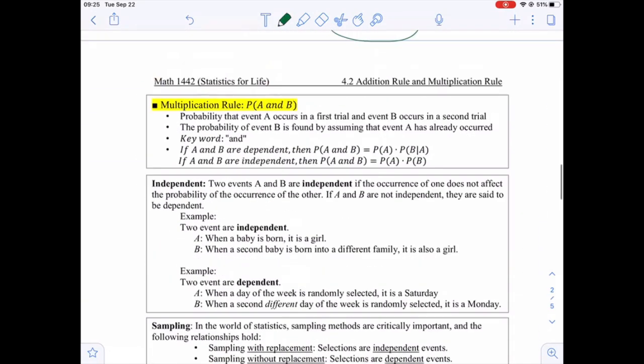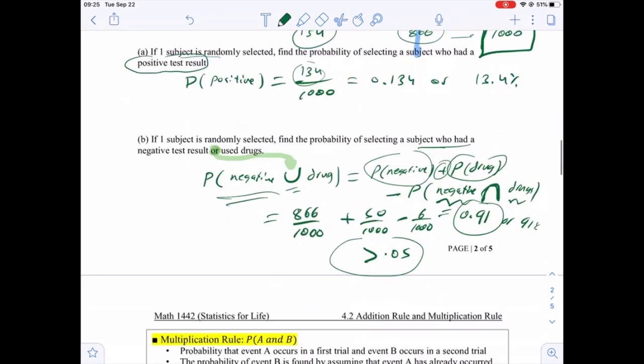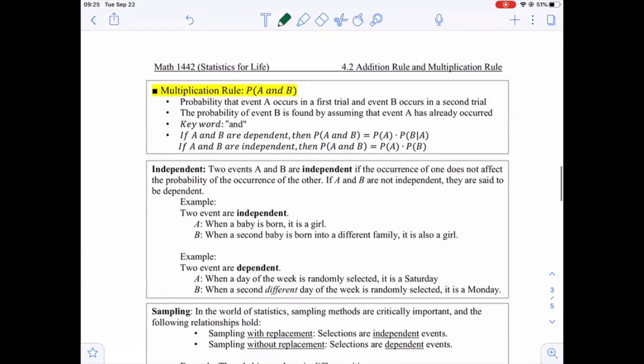Okay. Now that was the sum, the addition rule. This is called the addition rule because we added probabilities. And here we have the multiplication rule. For the multiplication rule, we need to worry about the concept of dependence and independence. And we say that two events are independent if the occurrence of one does not affect the occurrence of the other.